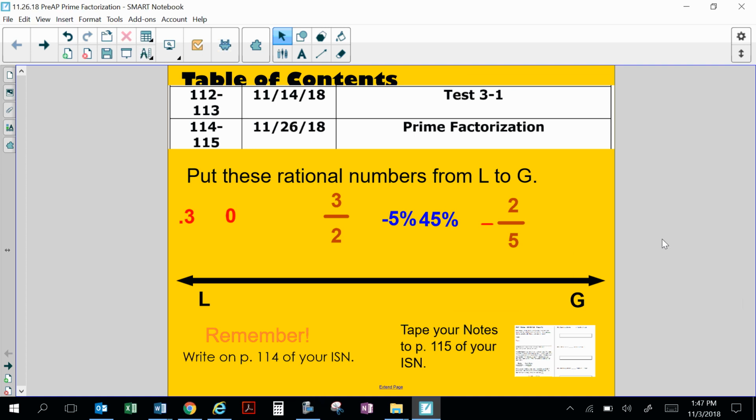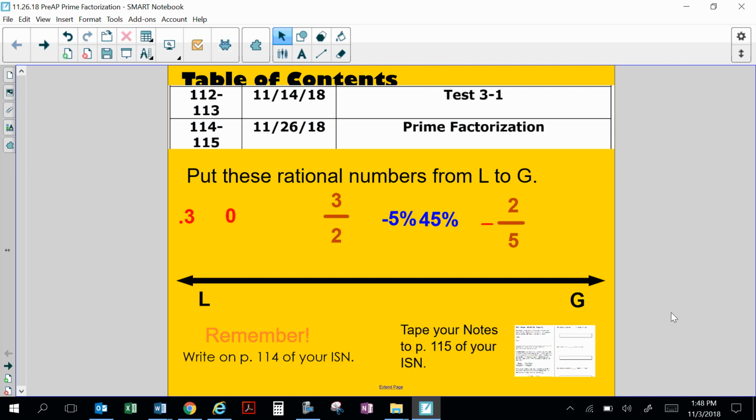Welcome to class. This lesson is over prime factorization. Let's look at our number routine. Our number routine says put these rational numbers from least to greatest. Again, a rational number is anything that can be written as a fraction or a decimal form. So our number line goes from least to greatest.